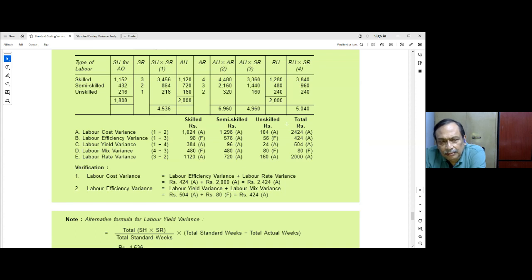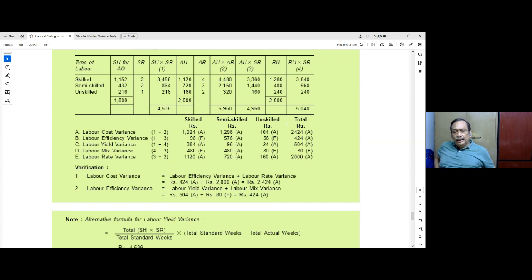Then we may go for the verification. Labor cost variance is equal to labor efficiency variance plus labor rate variance. That is rupees 424 adverse, rupees 2000 adverse. So it is 2424 adverse. As it is seen from the calculation, it matches with the labor cost variance.